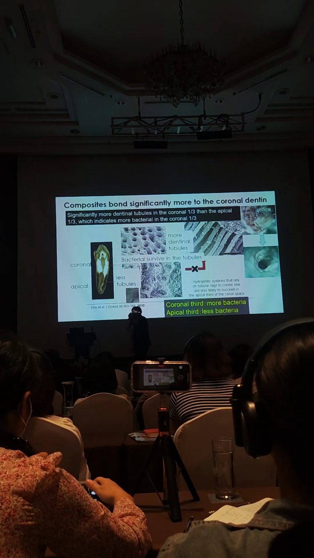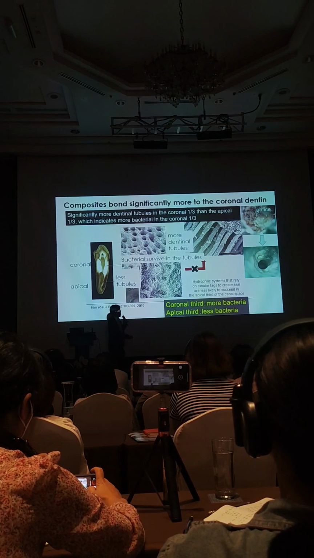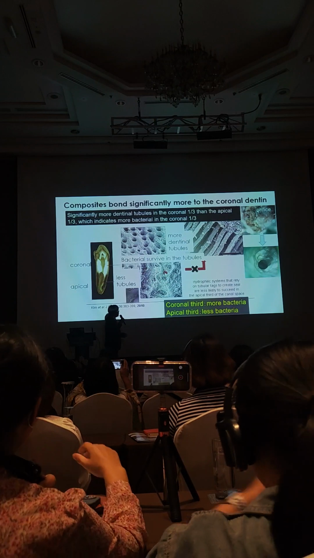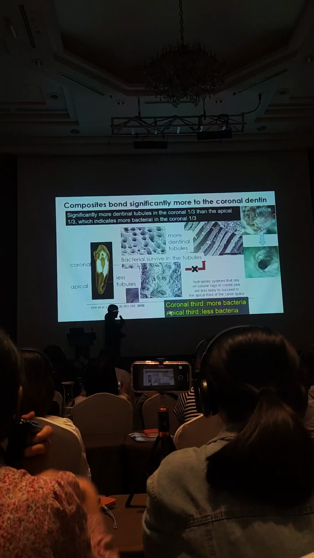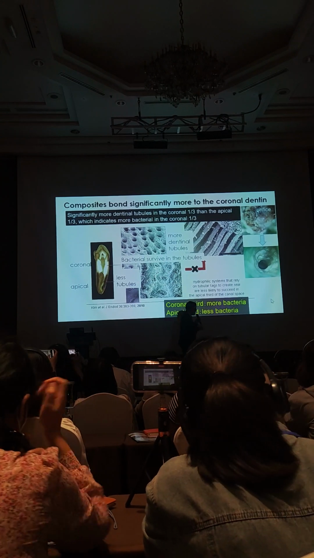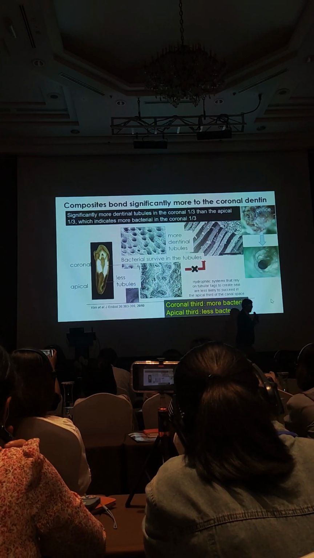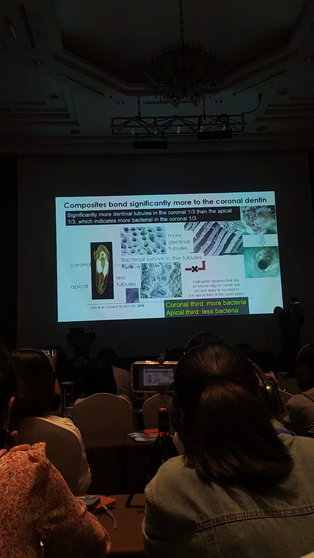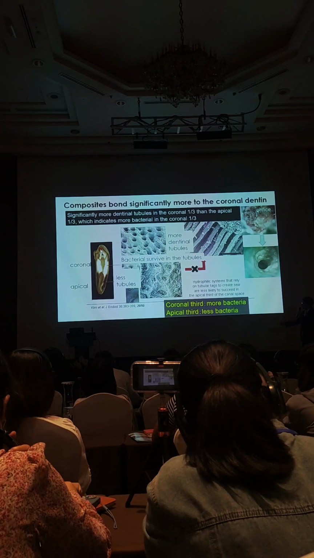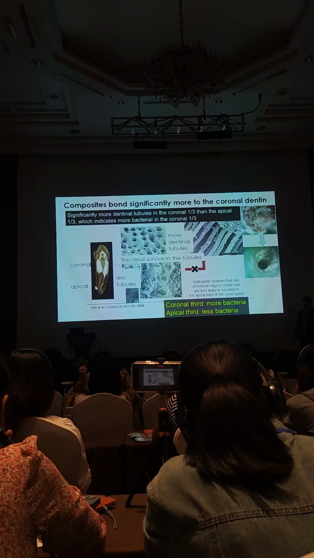Why do you have more bacteria in the coronal 1/3? Because you have significantly more dentinal tubules in the coronal 1/3 compared to the dentinal tubules in the apical 1/3. That's why you have significantly more bacteria in the coronal one-third. So focus on the coronal dentin.